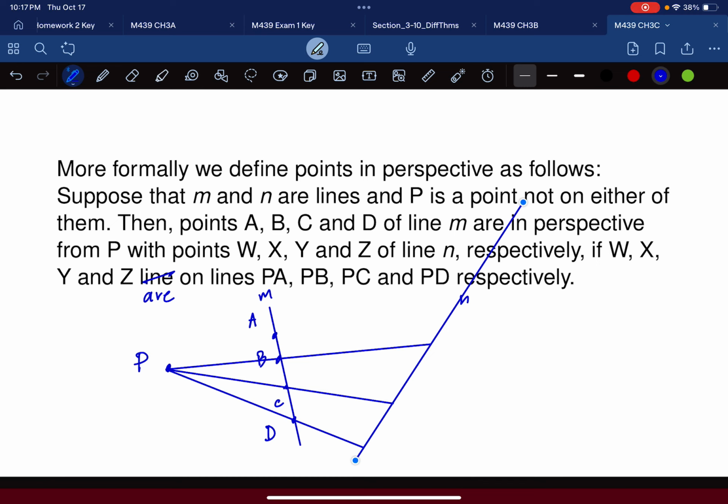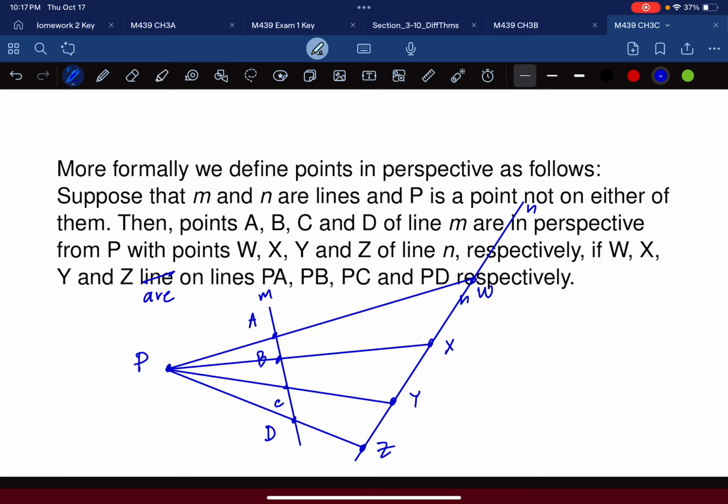So PA would look like this. So again, this is my line N. I know this is a little messy, but it says if W, X, Y, and Z are on lines PA, PB, PC, and PD respectively, so this would have to be the point W then. This would have to be the point X. This would have to be the point Y, and this would have to be the point Z. So that's what it means to be in perspective.